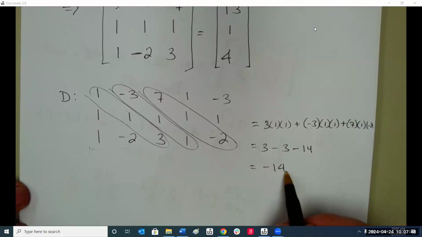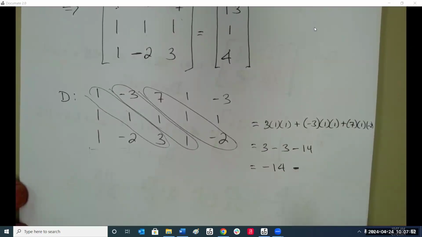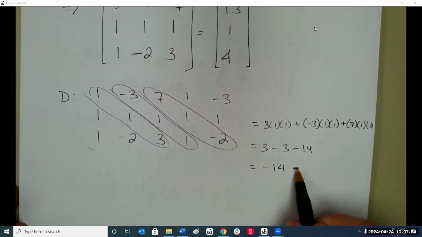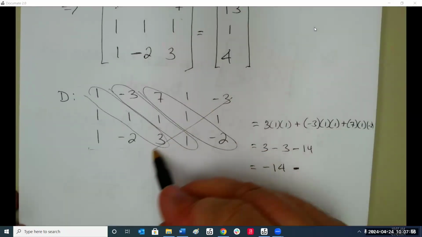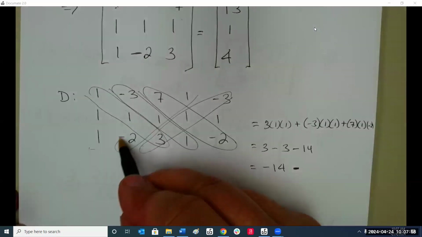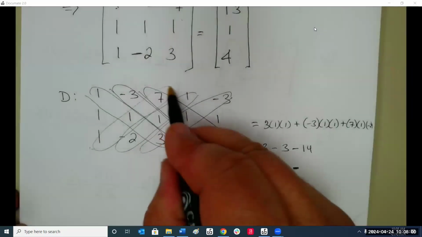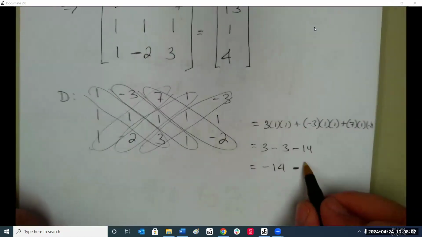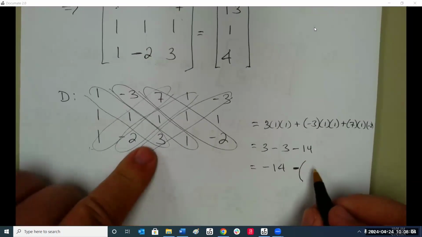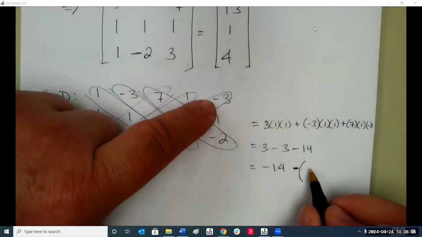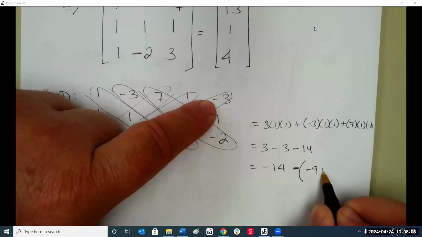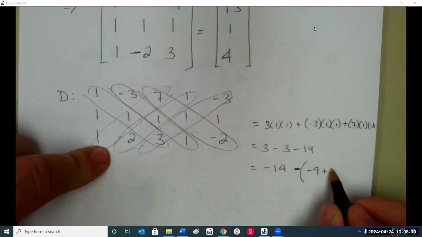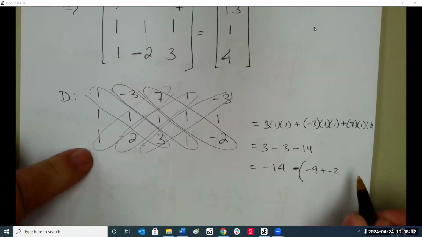Now, from this number, I got to subtract all of these products. So on the first one, I have negative 3 times negative 3 is negative 9 plus negative 2 plus 7.